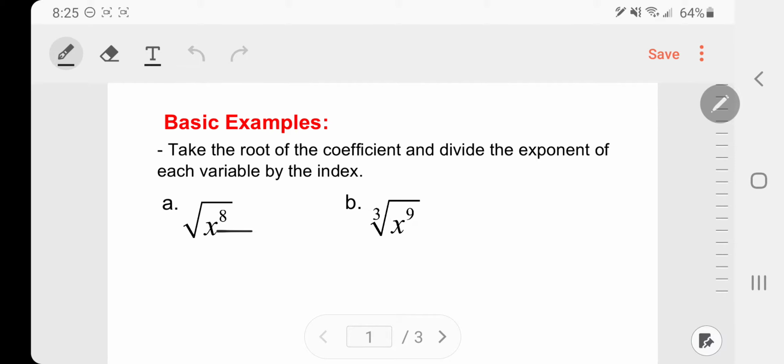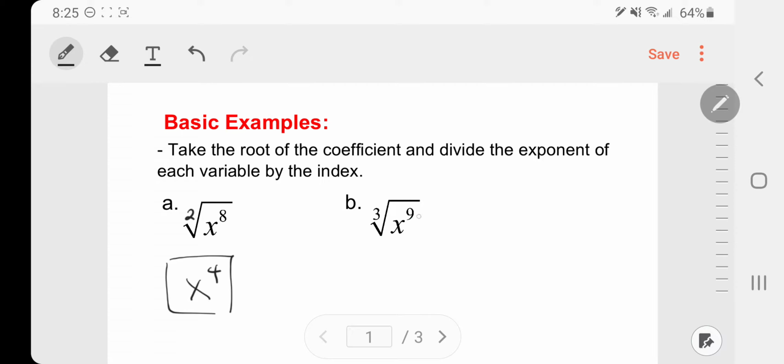So we see here we have x to the 8th power. Now the index here we know because the square root is technically a 2. If it's not written there, you assume that it's a 2. And then here x to the 9th is a cube root. The 3 is the index in this one. So for solving this one, x to the 8th, we're taking the square root of that, so you're going to do 8 divided by 2, so you're going to get x to the 4th. And that's the final answer for that one.